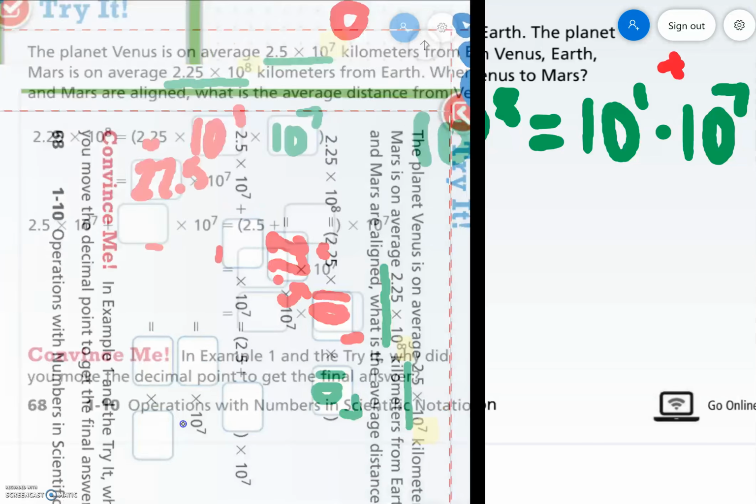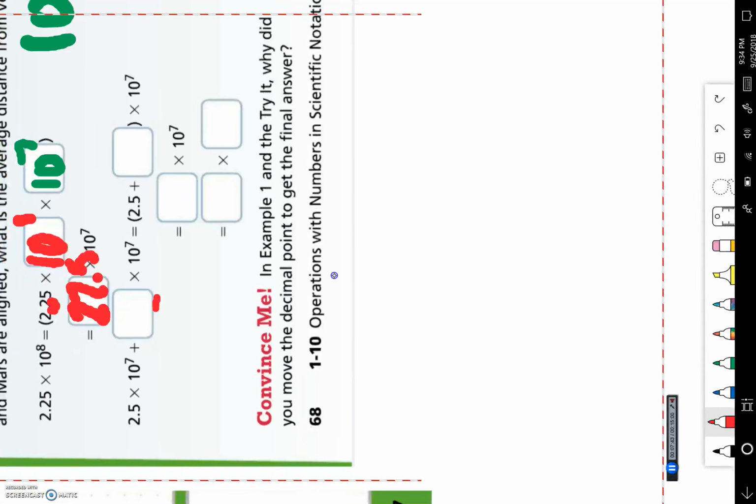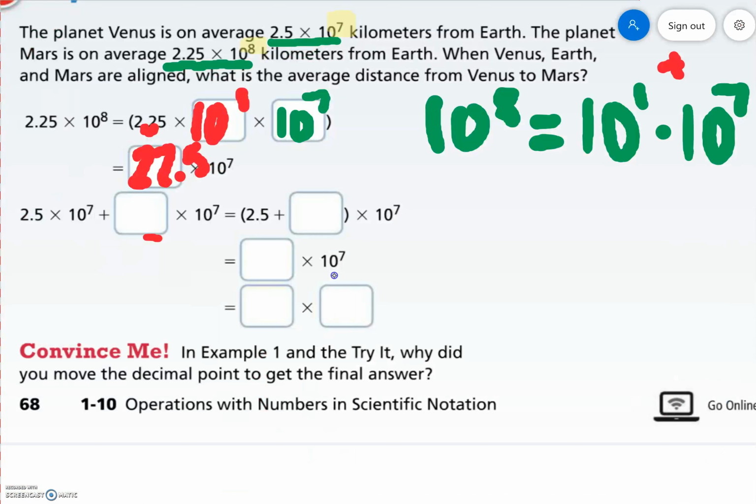So now we have 2.5 times 10 to the 7th power times 22.5 times 10 to the 7th. Since we have them both times 10 to the 7th power, we can add the numbers. So 2.5 plus 22.5 is going to be 25 times 10 to the 7th.